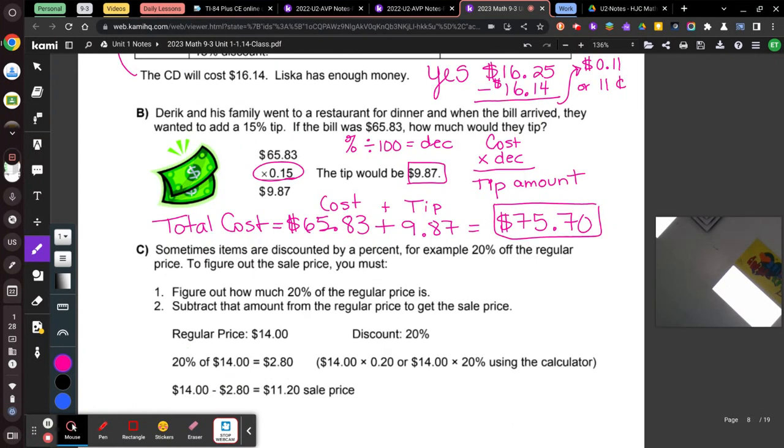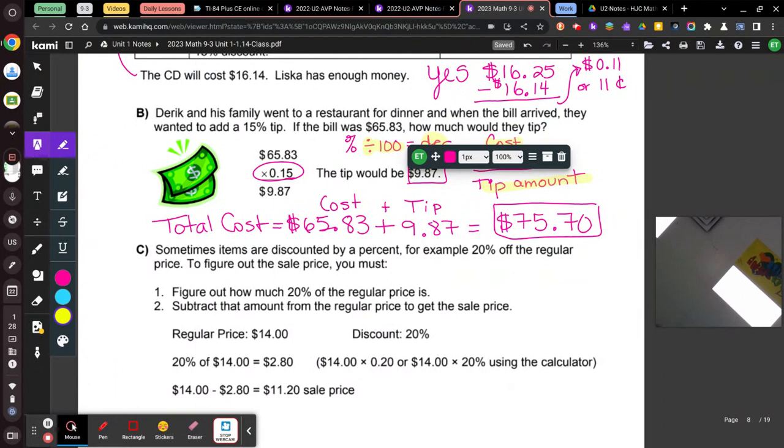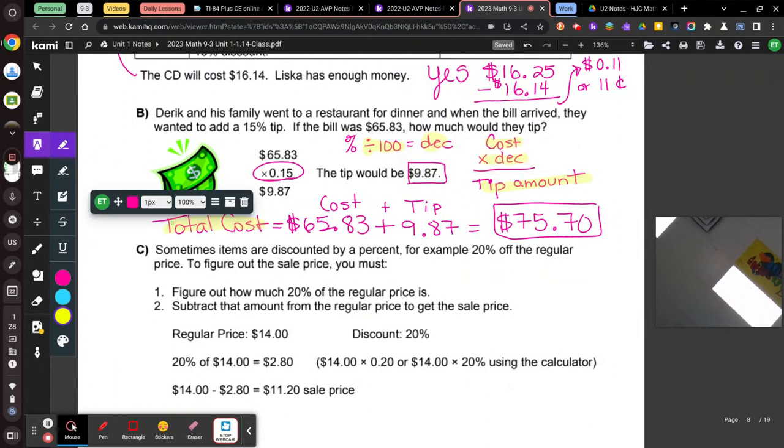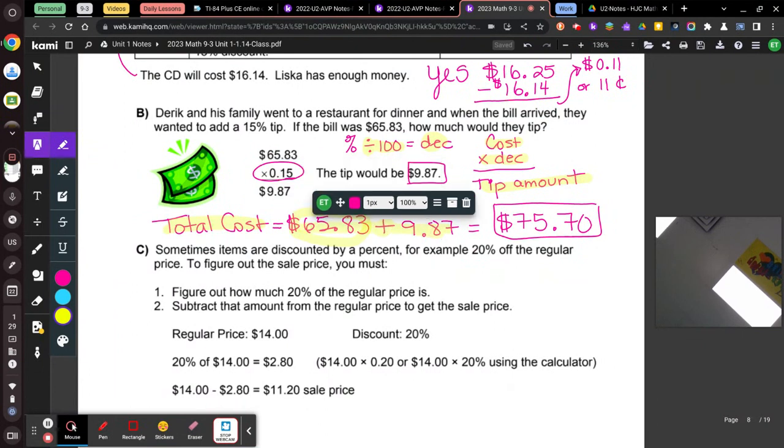All right, so we figured out the total cost for the tip. We would take our percent, divide it by 100. That equals our decimal amount. So to recap, we would take our cost times our decimal. That would give us our tip amount in this case. Total cost is our cost of the bill plus the tip.